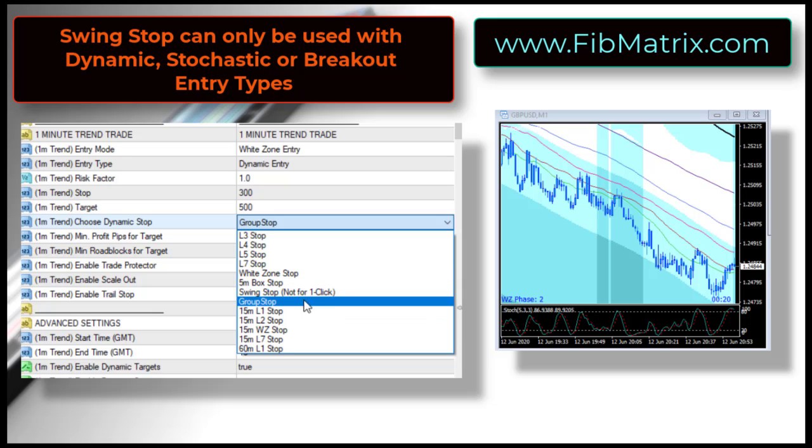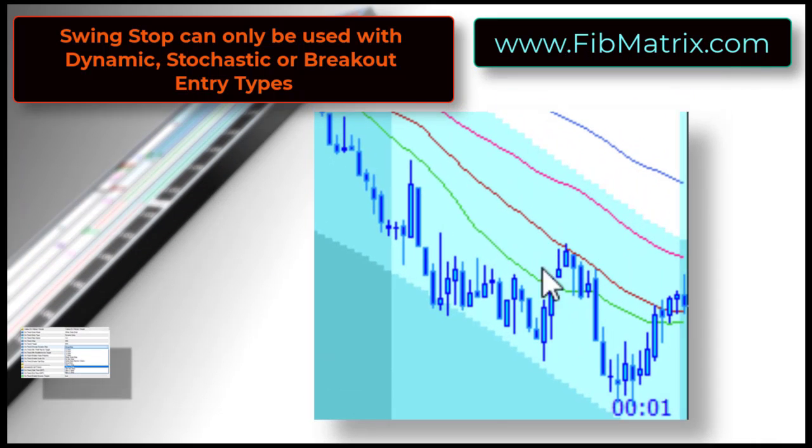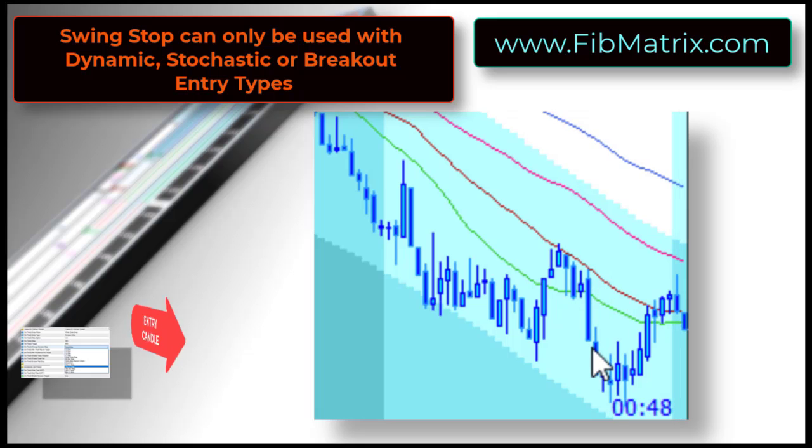It has to be some movement down in your direction, a dynamic, stochastic, because when you use one of those types of entries, it leaves a swing high or a swing low in its wake, and it uses that as the stop. Say you entered here on the 1 minute trend. Boom, so there's your dynamic entry.